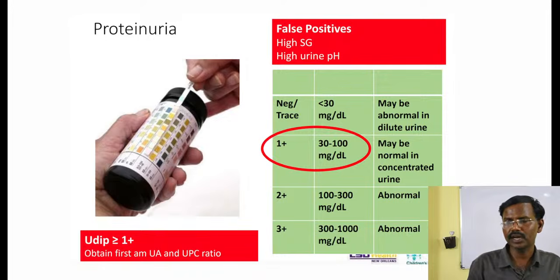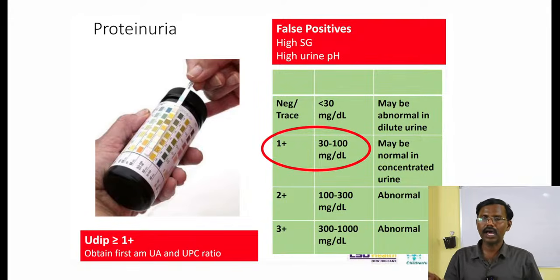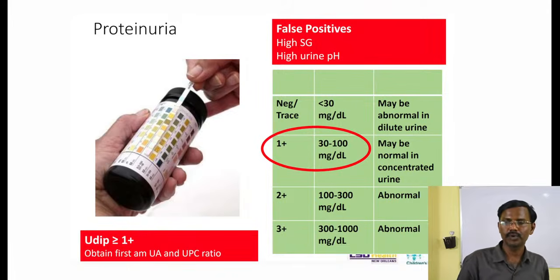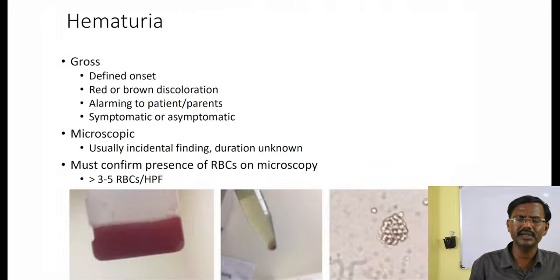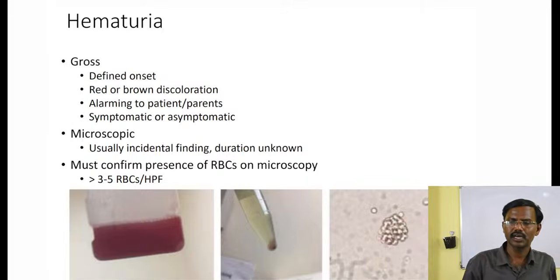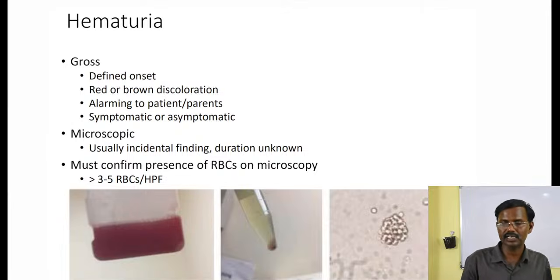If it is 30 to 100 mg per deciliter, that is important. If it crosses 100, that is abnormal. You remember the average limits of proteins, right? Next, especially we will measure albumin in that. Next, hematuria. Again, we will see blood in the urine, right? Greater than 3 to 5 RBCs per HPF is considered hematuria.